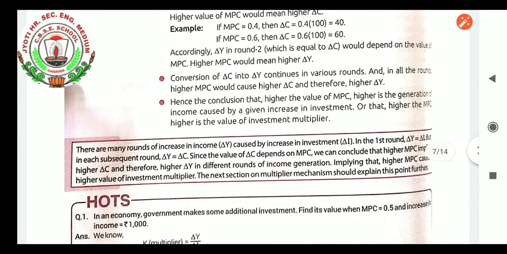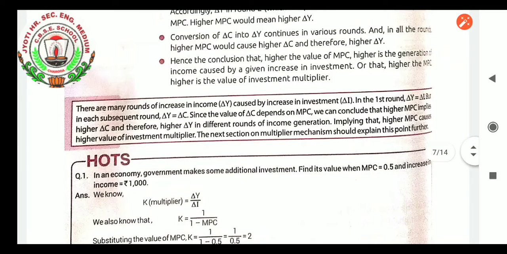Conversion of delta C and delta Y will give you MPC. We know very well MPC equals delta C upon delta Y, and in all the rounds a higher MPC would also cause a change in C and therefore a higher change in Y. Higher delta C has the income. Whatever we are learning in economics is just the impact of income of a person. As income increases, consumption will increase, as well as savings, in their own ratios. So whatever changes there are, are because of delta Y.